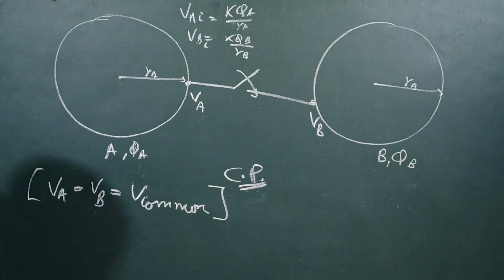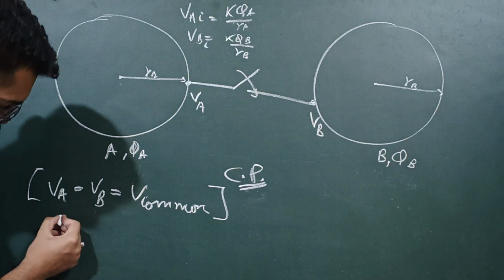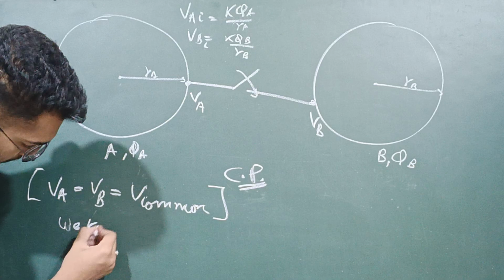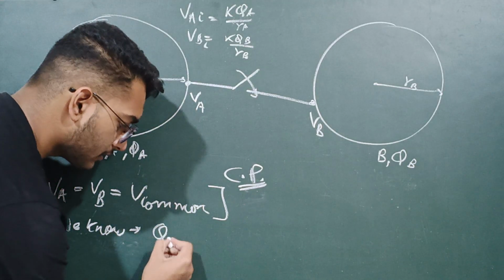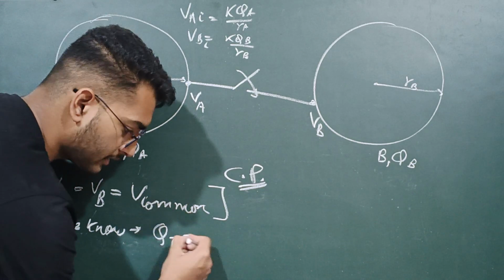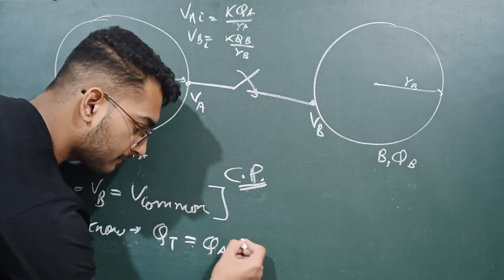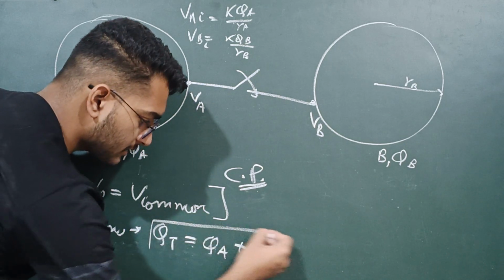So let me write here what we know: that the total charge is always conserved. That is QA plus QB, isn't it?